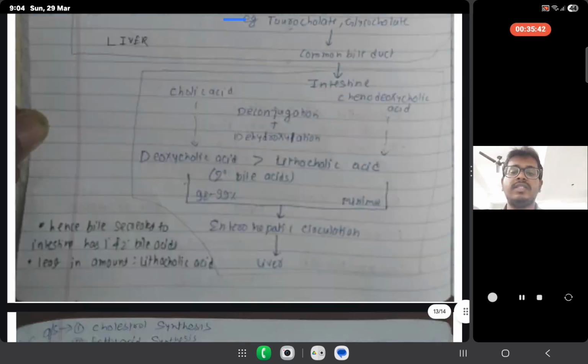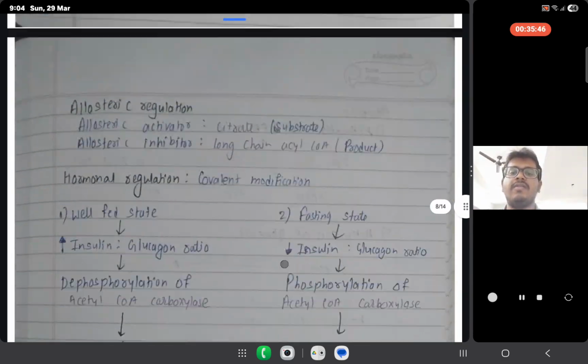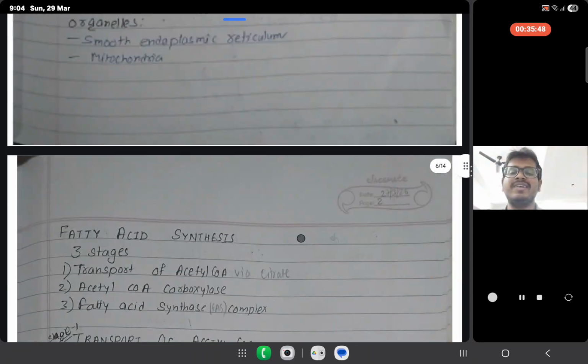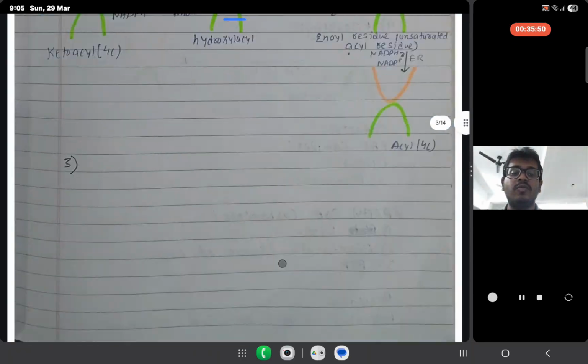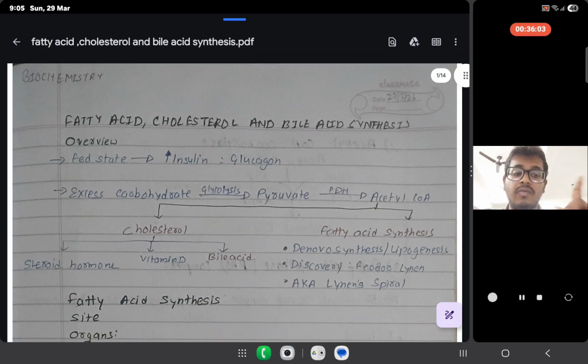Hope you understand this. I know that I have done it in a fast way. I did it fast because if I do it slowly, it may become too long. I think that you have understood, I hope so. I'm just quickly recapping. We talked about fatty acid, cholesterol, and bile acid synthesis and the regulation of bile acid.